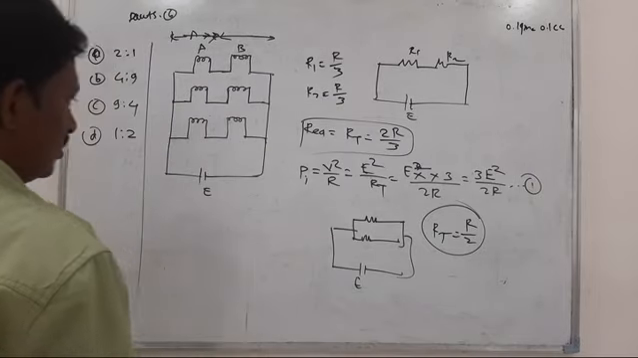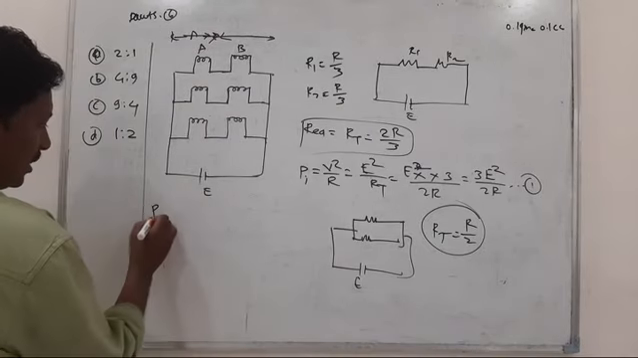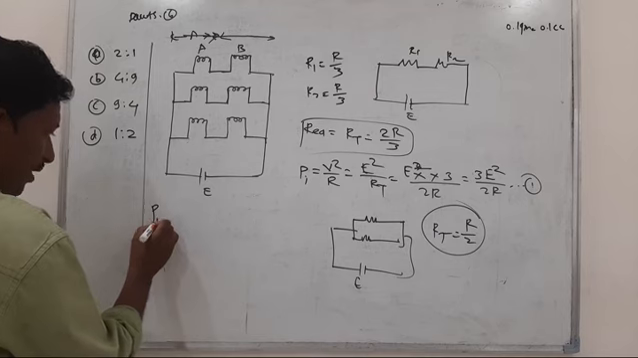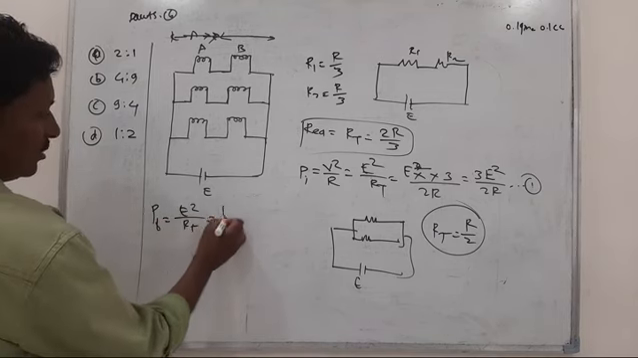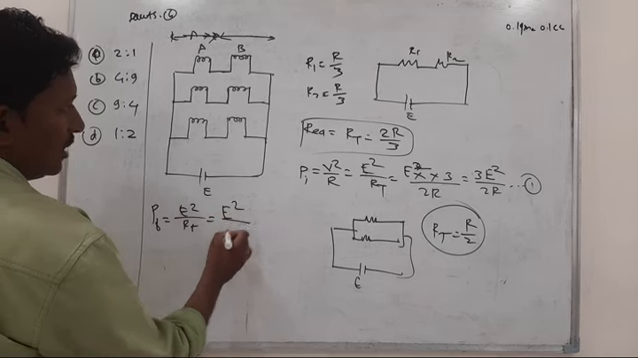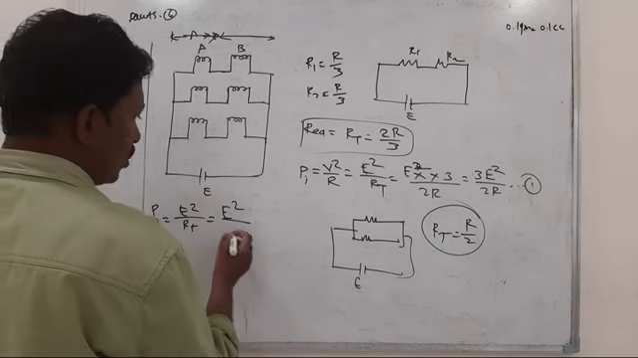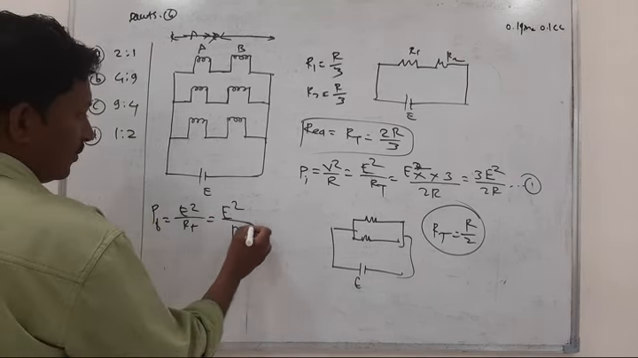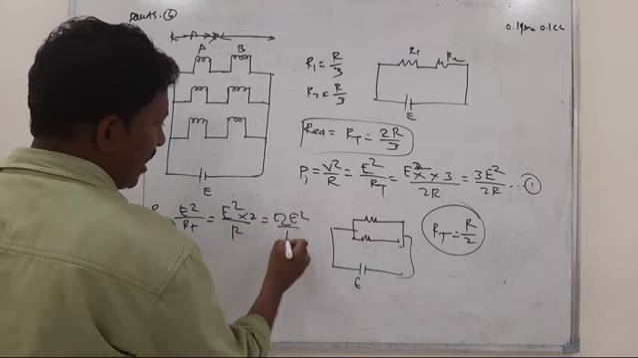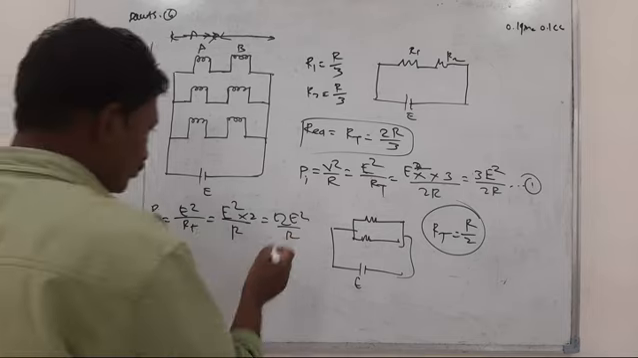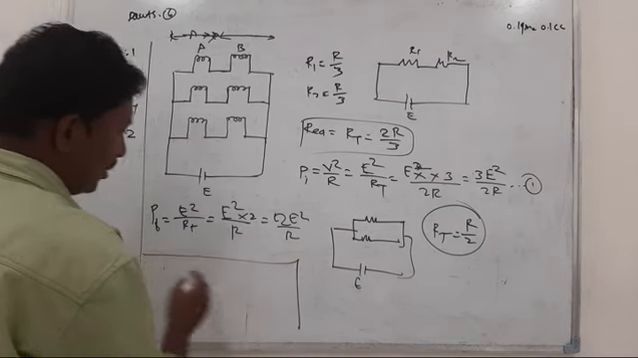And in this case, final power is equal to E square upon R total, that is E square divided by R total. R total is equal to what, student? That is R into 2, that is 2 times E square divided by R. Student, I note this value here.